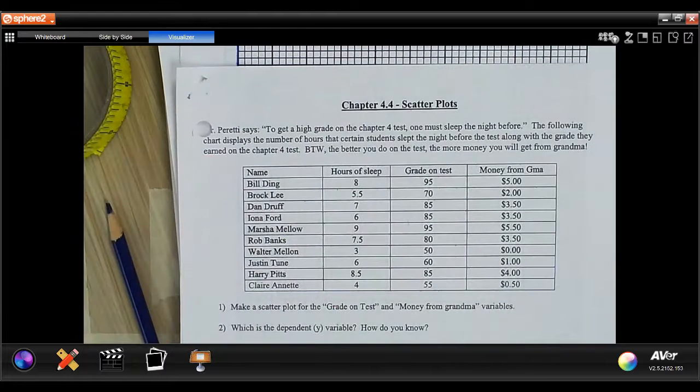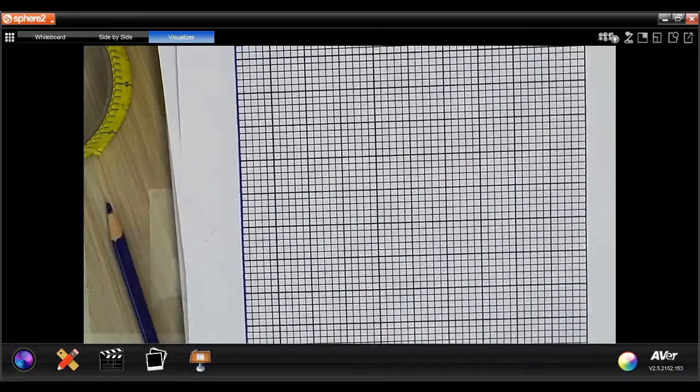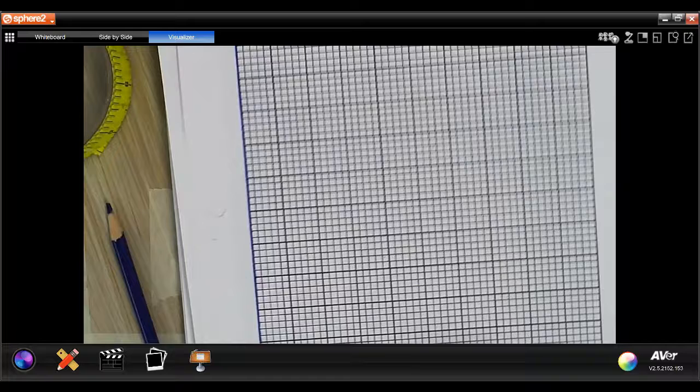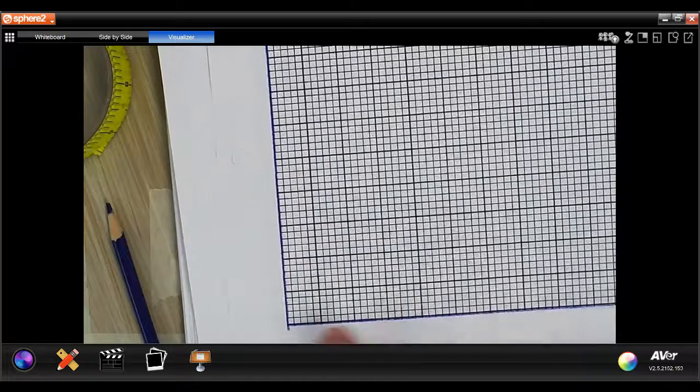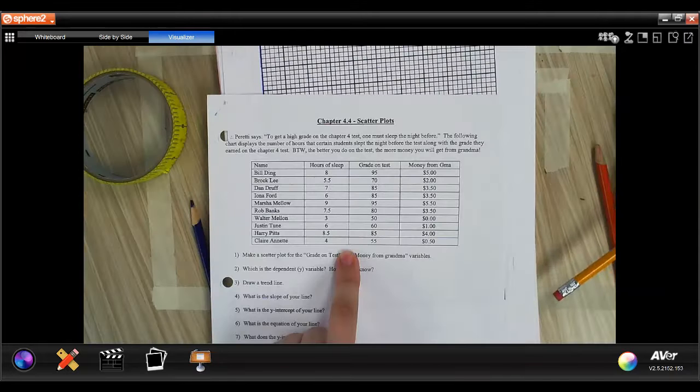So first thing you want to do is pull out your graph paper. It looks like the low for sleep is 3 hours and the high is 9. And for grade on the test, our low is 50 and our high is 95. So you want to use that range and that domain for your graph here, all right? So take a minute, pause the video, try finding the range and domain and labeling your axes.